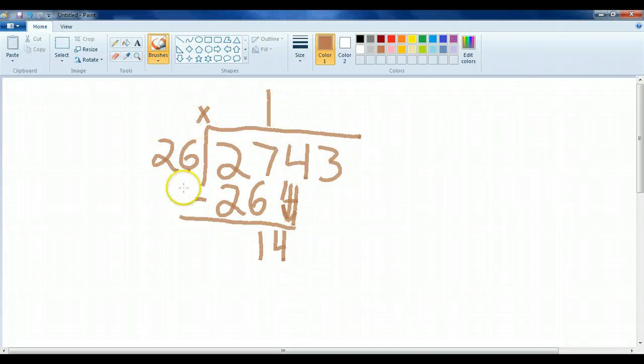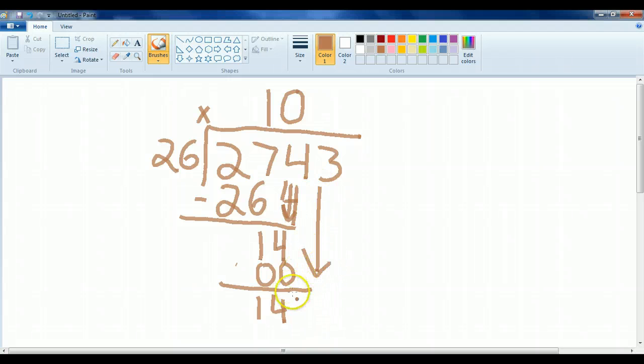Now my question is, how many 26s go into 14? Well, since 26 is bigger than 14, of course the answer is 0. So now we're going to multiply. 0 times 26 is 0. We're going to subtract. And we're going to bring down. Remember, these are no remainder problems. So now my question is, how many 26s go into 143?